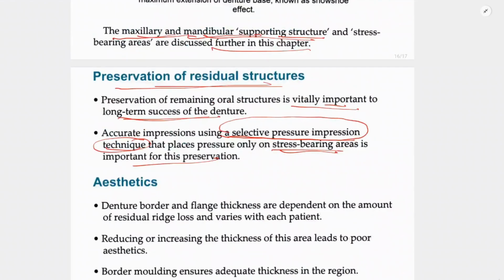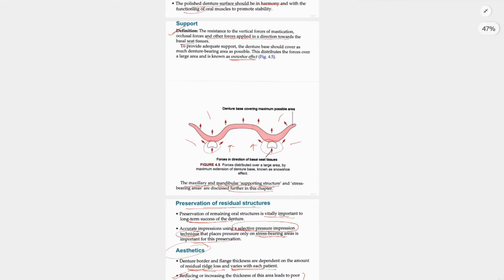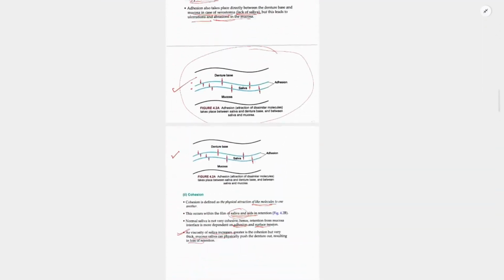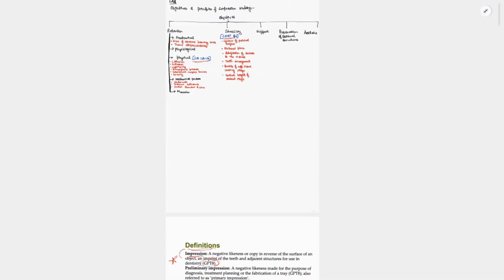Last is aesthetics. Denture border and flange thicknesses are dependent on the amount of the residual ridge loss, and it varies with each patient. Reducing or increasing the thickness of this area leads to poor aesthetics. Border molding ensures adequate thickness. Once again, we are moving in and around the principles. So in aesthetics, you have to remember denture border and flange thickness are dependent on the amount of the residual ridge loss and vary with each patient. So with this, we complete the LAQ on the impression making objectives and principles.